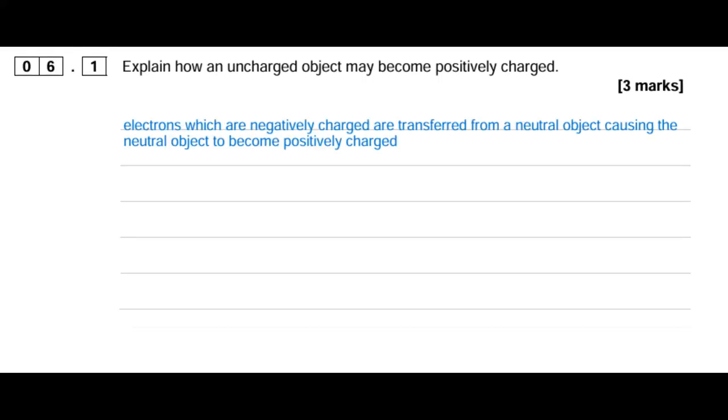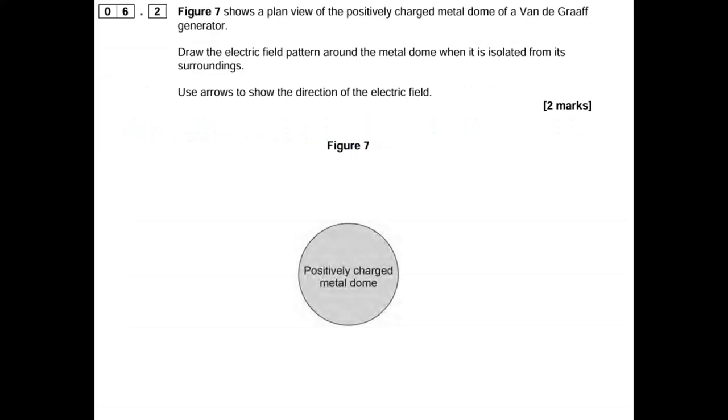Now, in my personal opinion, this is a bit ridiculous, but it's all you need to get the 3 marks. Just one sentence which states that electrons, which are negatively charged, are transferred from a neutral object, causing the neutral object to become positively charged. Absolutely ridiculous that this is 3 marks, but other than that, it's a nice, simple question.